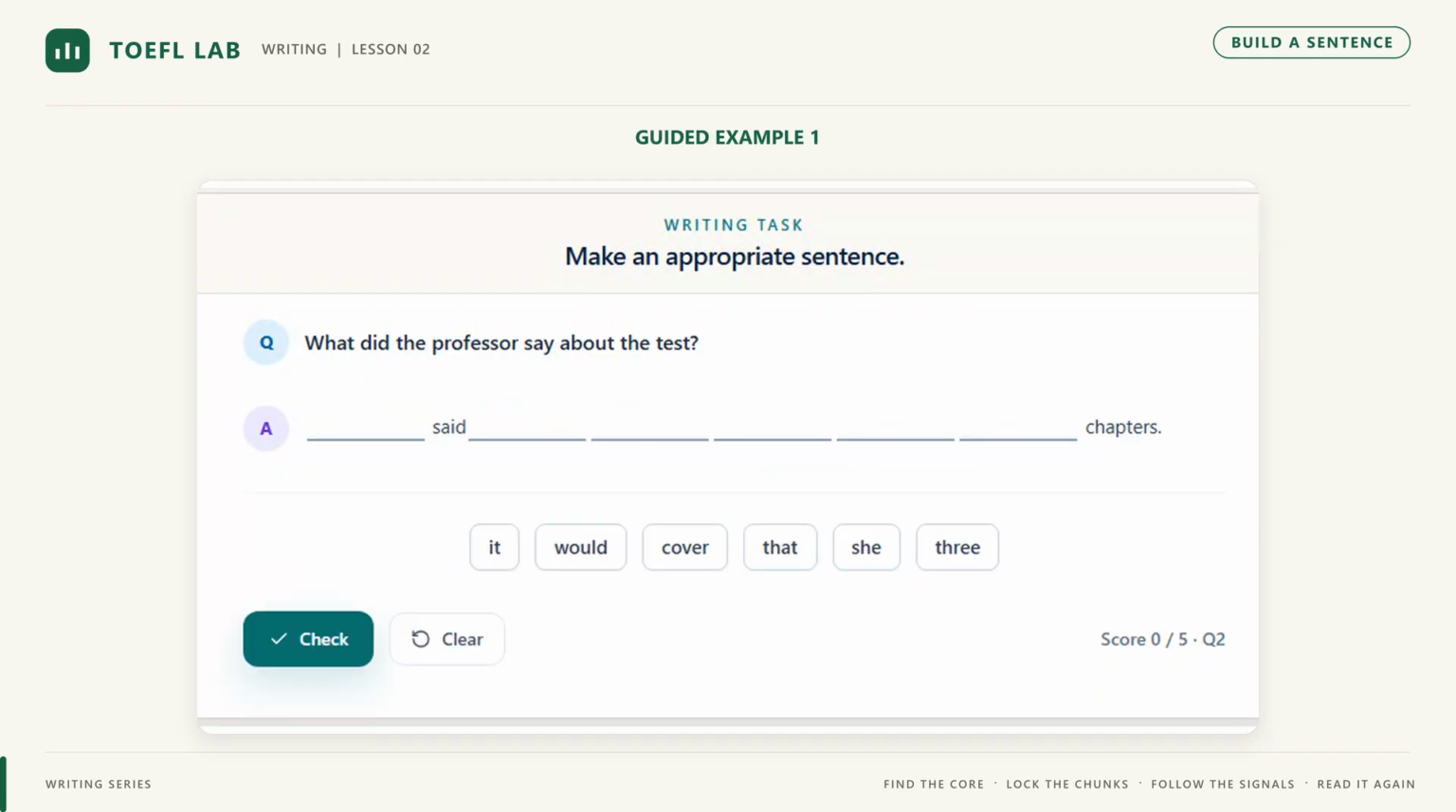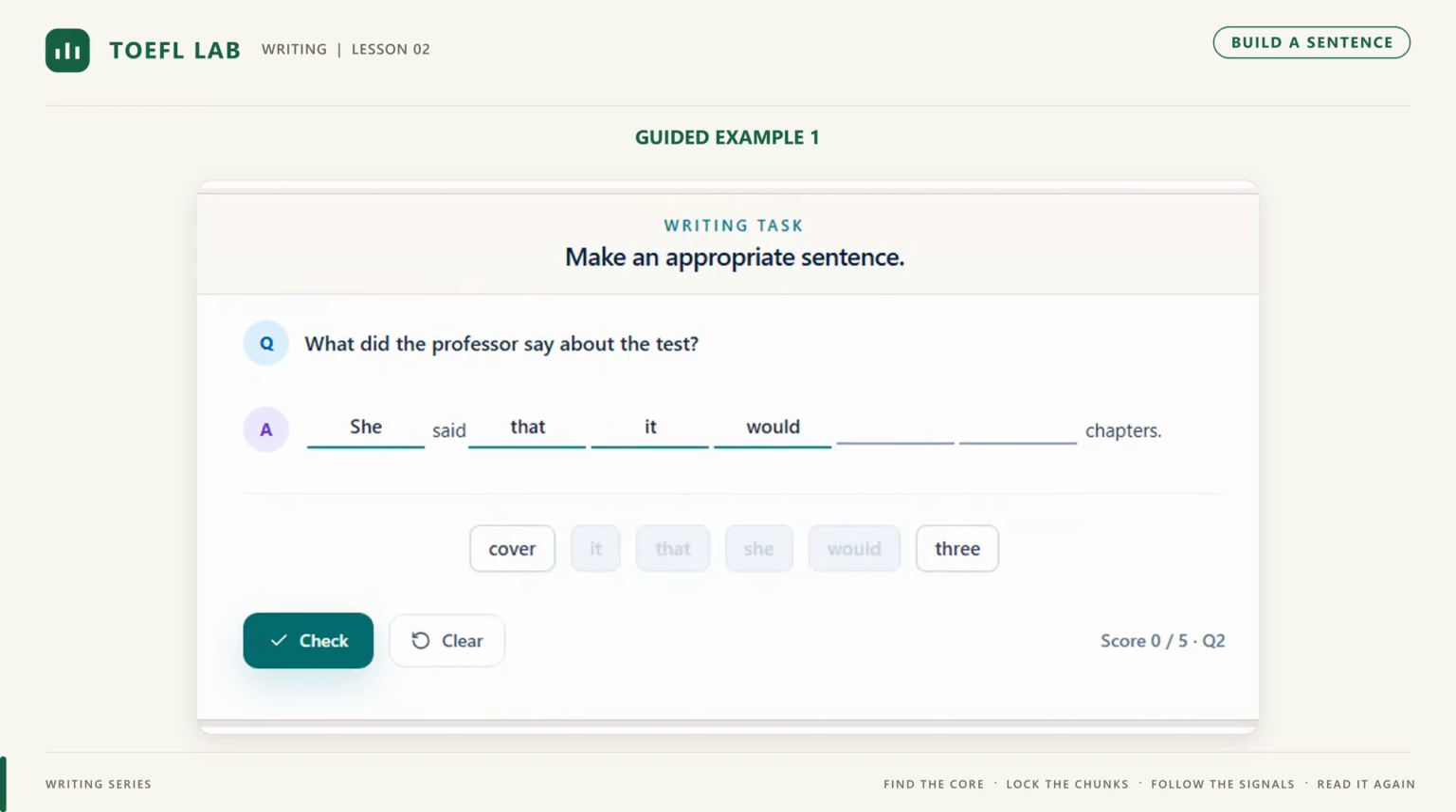Guided example 1. What did the professor say about the test? She is movable but only fits first. Said is fixed. What's left? That it would cover 3 is reported speech. It has to follow said as one block. She said that it would cover 3 chapters. Reported speech after said almost always keeps its own internal order. Treat the whole clause as one piece.